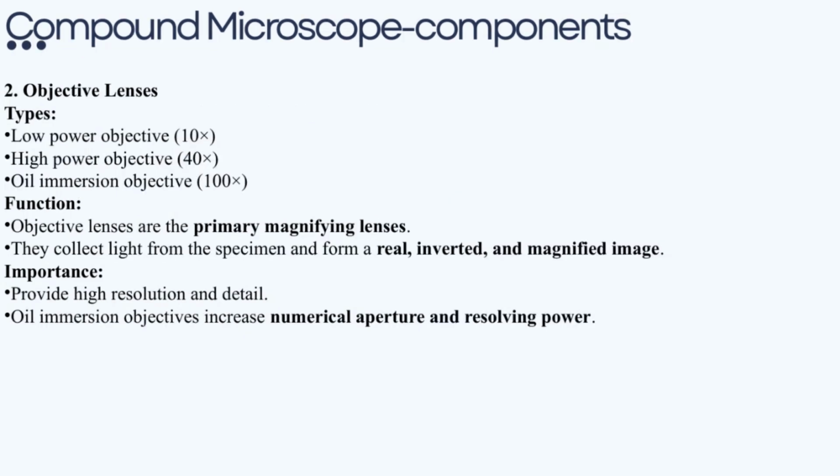Now, let's take a closer look at the objective lenses. There are several types, each designed for different levels of magnification. The low-power objective typically provides 10 times magnification, which is great for getting an overview of the specimen. The high-power objective offers 40 times magnification, allowing us to see more detail. And then, we have the oil immersion objective, which is 100 times. This one requires a special oil to improve the image quality even further.